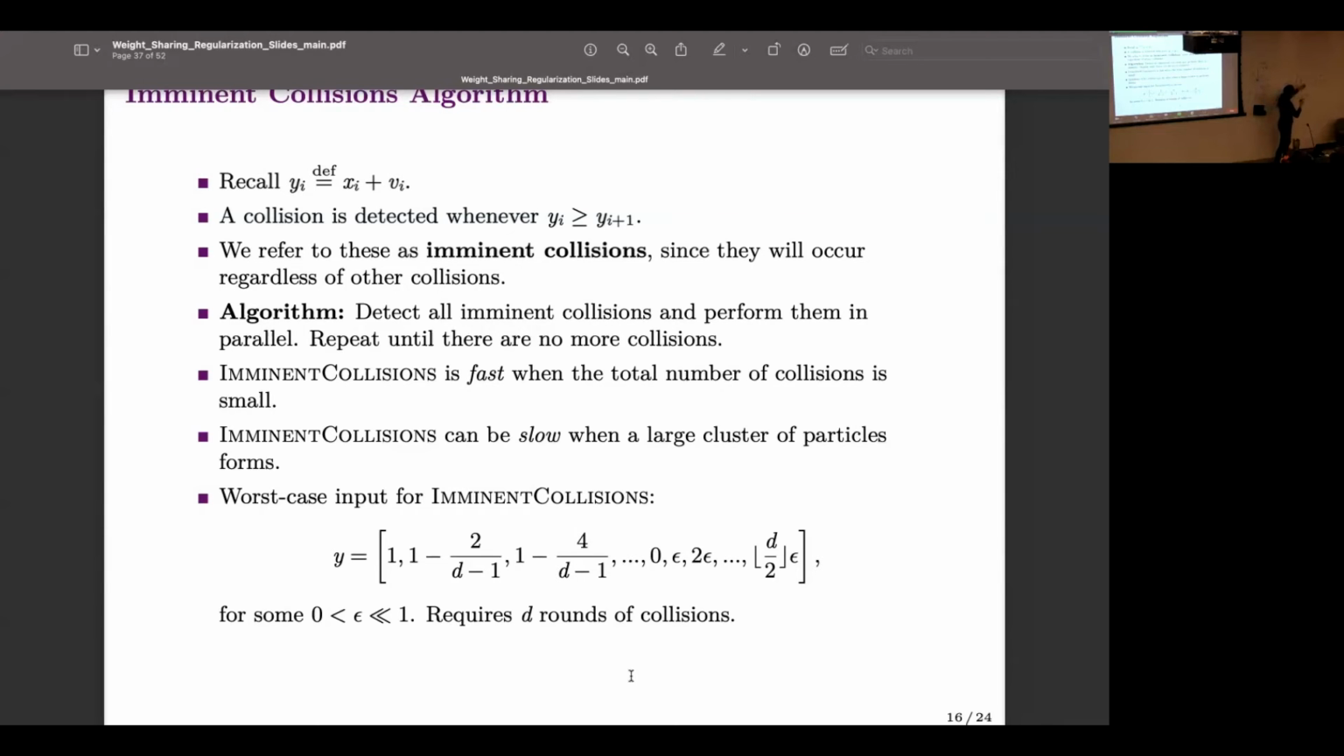So imagine you had this collision here too. I could handle this collision and this collision in parallel, but some imminent collisions cause another imminent collision. So they trigger some more collisions. This is the worst case complexity of the algorithm. When each collision is triggering some more collisions, it means that there is a large cluster of particles forming one group.